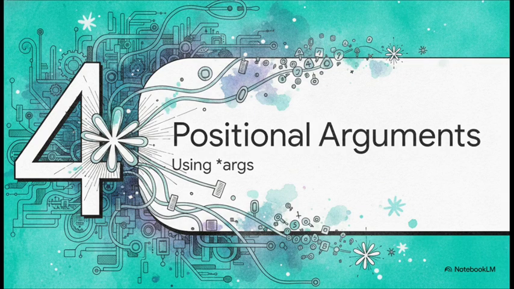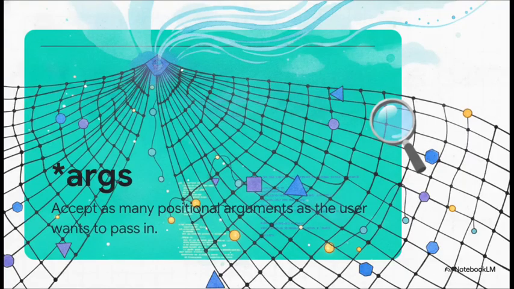Section 4. Positional arguments with star args. So far, we've built functions with a set number of inputs. But what if you're building a tool and you have absolutely no idea how many numbers someone will need to pass into it? Let's ground this concept in plain English before we look at the syntax. When you see an asterisk followed by the word args, which we pronounce star args, it simply tells Python, accept as many positional arguments as the user wants to throw at you. It's basically an infinite net for data.